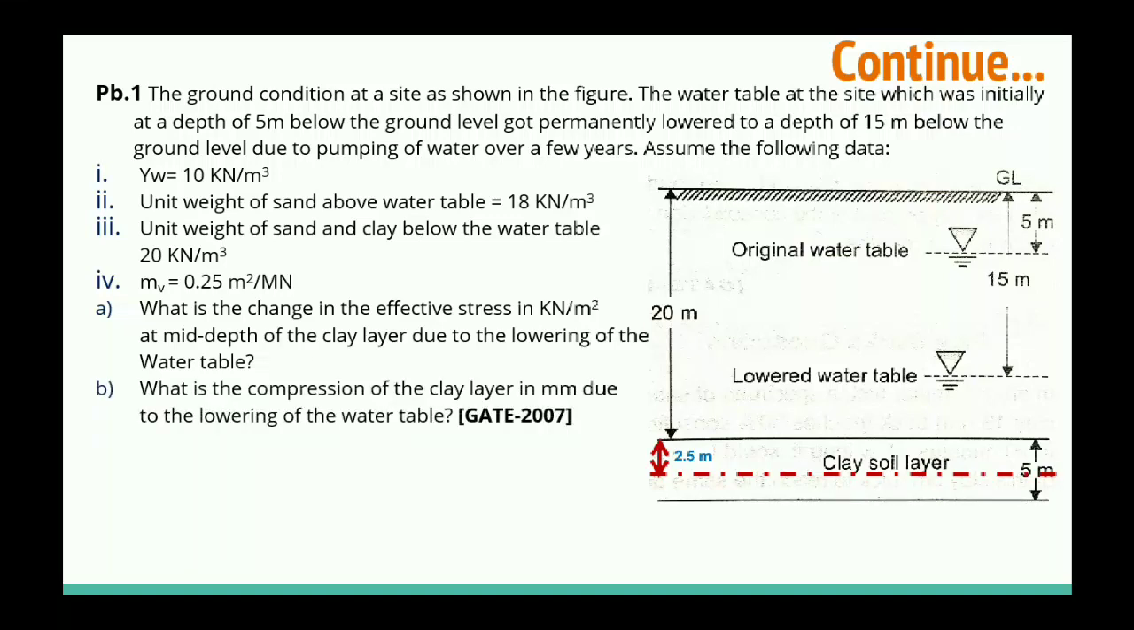The second part is asking what is the compression, meaning what is the settlement of the clay layer due to the lowering of the water table. So that we can calculate. So let's calculate the first part.